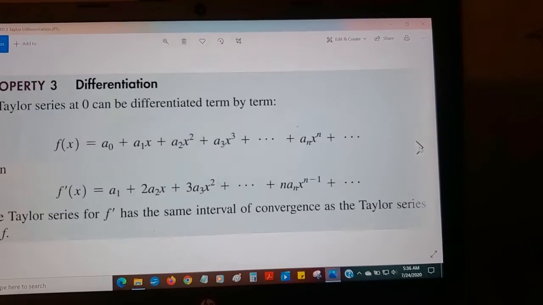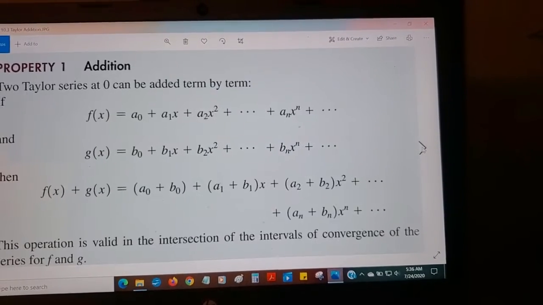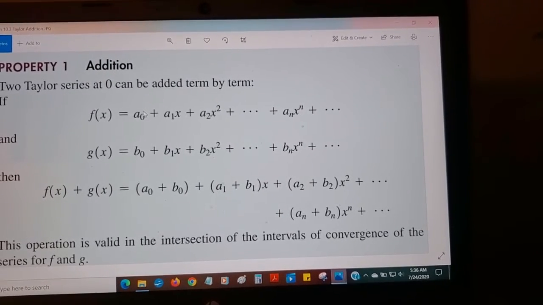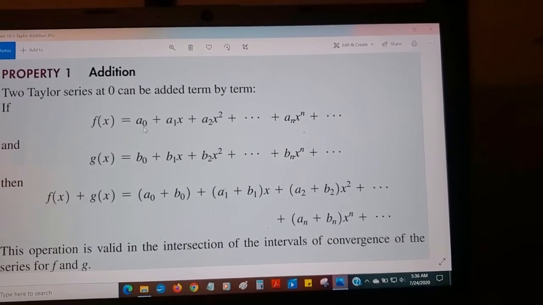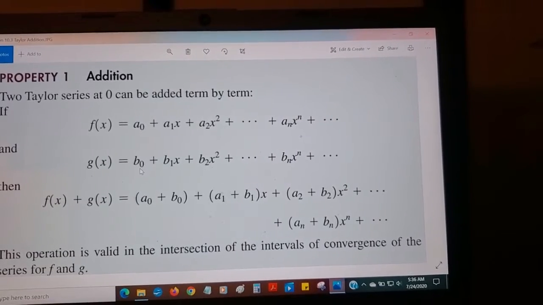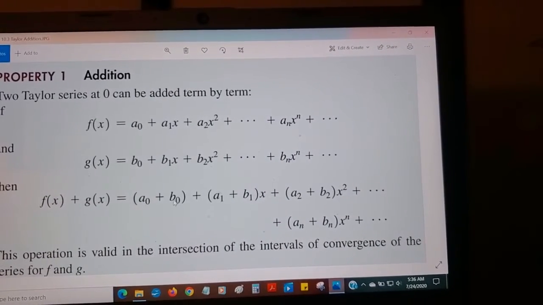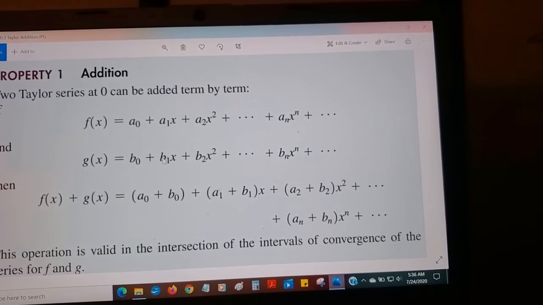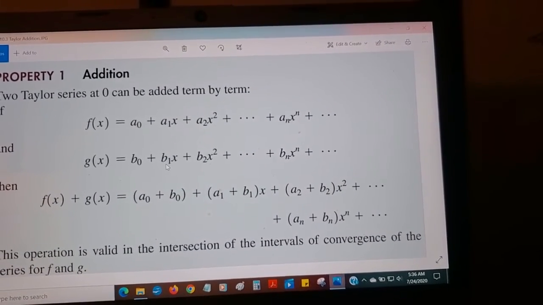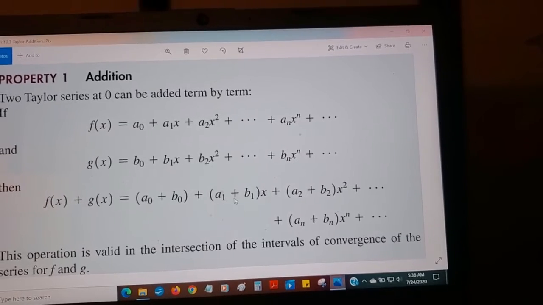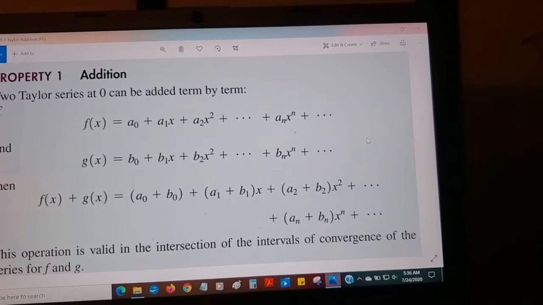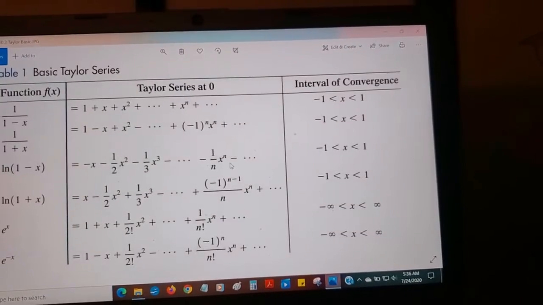And now let's just go over here to addition. If we add two Taylor series, we just add them term by term. So if a naught was the constant of the f function and b naught was the constant of the g function, then a naught plus b naught is the constant of the f plus g function, and a1 plus b1 is the coefficient of x in the new added function, and so on and so forth. That is how we add.